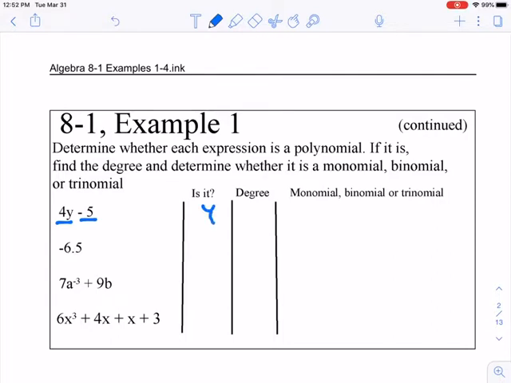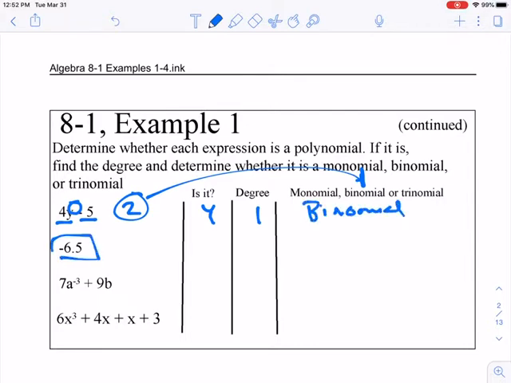Yes, it is. The degree, well, the highest exponent we have on our variables, the only variable we have is y, and that would be 1. So that would be degree of 1. And monomial, binomial, trinomial, there are two terms. So that would be binomial, all right?